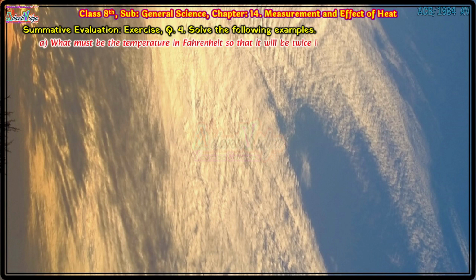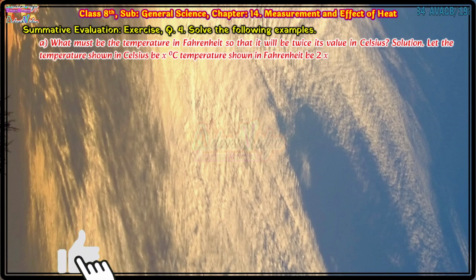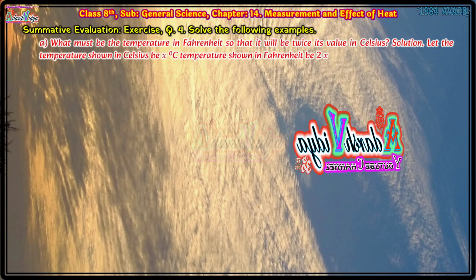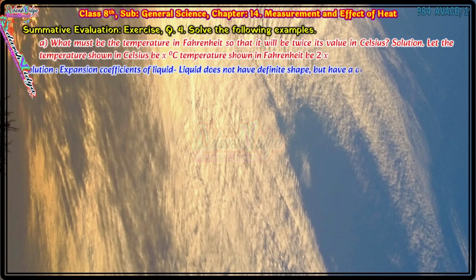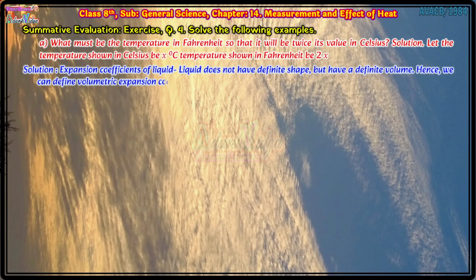Question 4th. Solve the following examples. First question: what must be the temperature in Fahrenheit so that it will be twice its value in Celsius? Solution: let the temperature shown in Celsius be x degrees C, and the temperature shown in Fahrenheit be 2x. We know C/5 equals (F minus 32)/9.